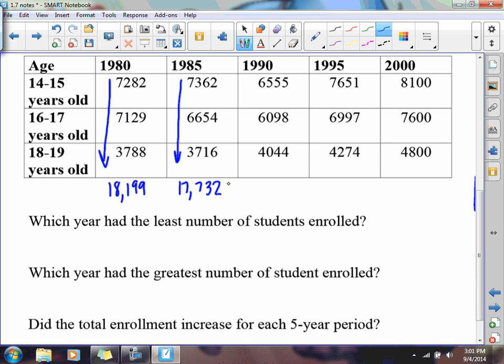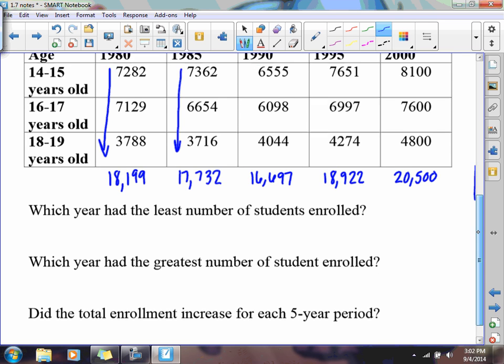If I add down the second column, I'm going to have a total of 17,732. My third column going down would have a total of 16,697. My fourth column is going to have 18,922. And then my final column is going to have 20,500. Now remember, those numbers are really in millions, okay?